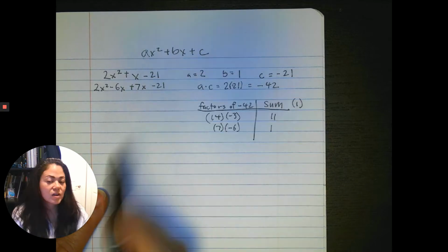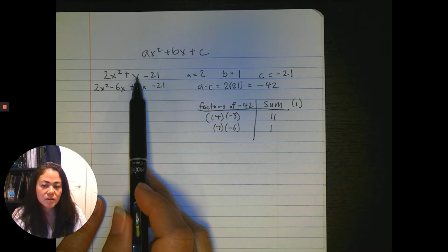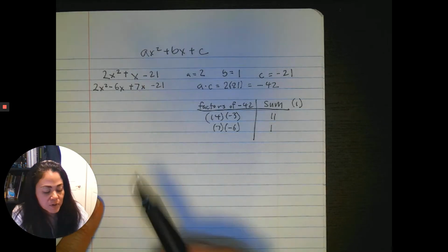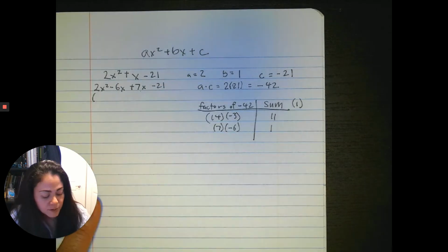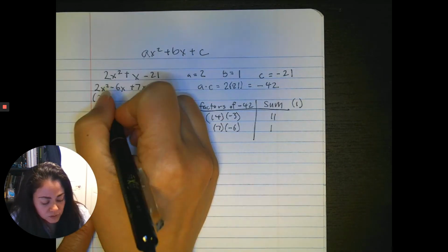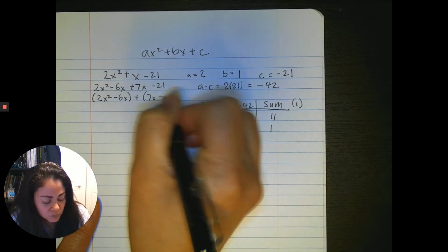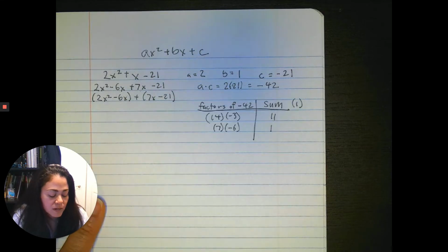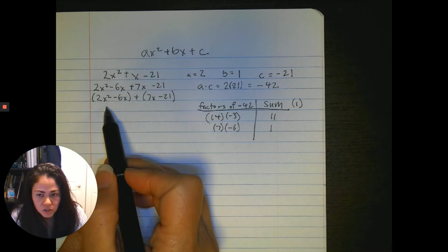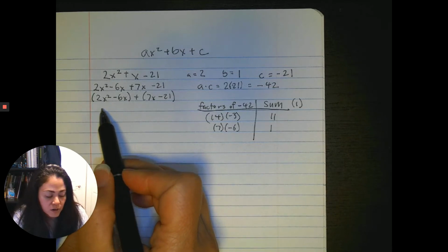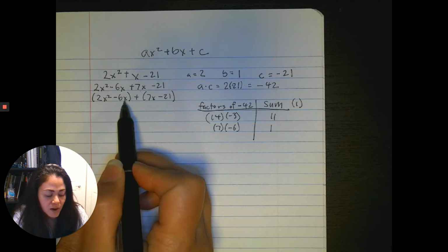And again, I've not changed the value, because negative 6x and positive 7x would combine to get positive 1x. Okay, now I'm going to group these together. In fact, I might even write that on the next line: 2x squared minus 6x plus 7x minus 21. Now I'm going to figure out what I can factor out of each of these pairs of terms. So here I have a binomial, 2x squared minus 6x. What's the greatest common factor of these two terms?